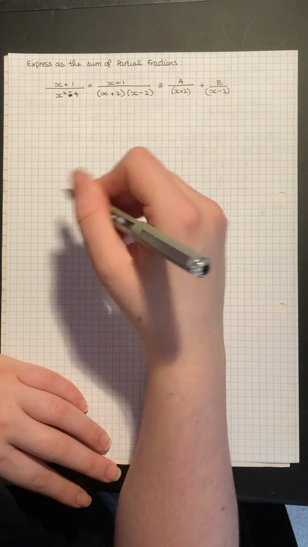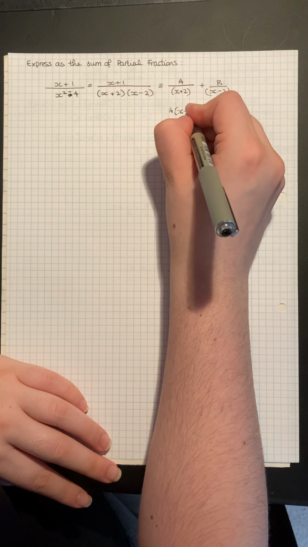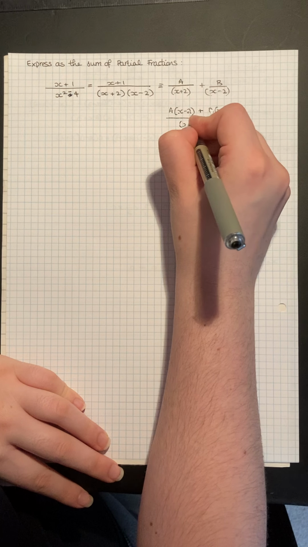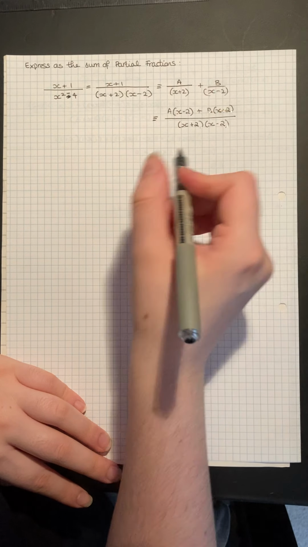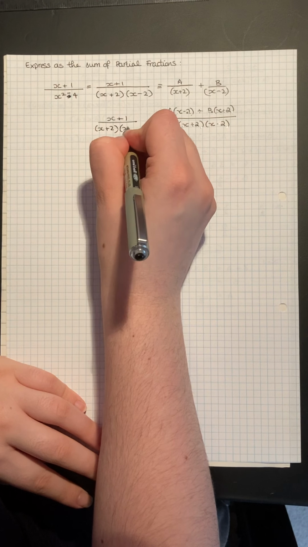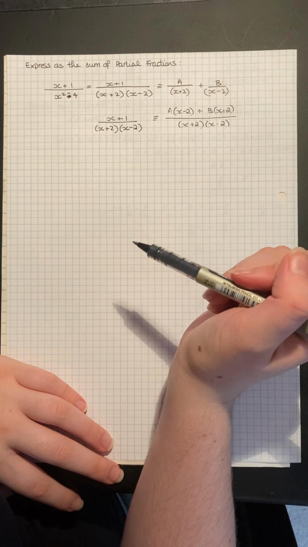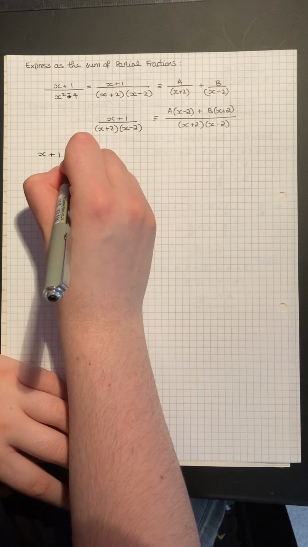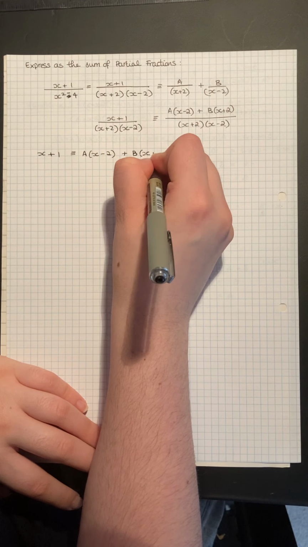Now if I was going to add these up, I would want to make a common denominator, so I would have A(x minus 2) plus B(x plus 2) over the same denominator, and that is still exactly the same as this. So I know that if this is an identity, well then the numerators, because the denominators are the same, will definitely be identical as well. So x plus 1 is identical to A(x minus 2) plus B(x plus 2).